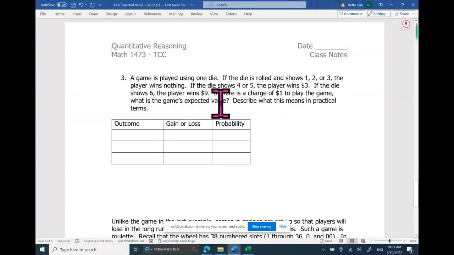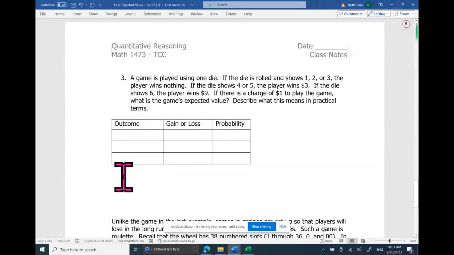Here, the game expected value of the earning, again, is the profit, all right? Here, we are looking for the expected value of the profit if you play the game. If there is a charge of $1 to play the game, yeah. So describe what this means in practical terms.